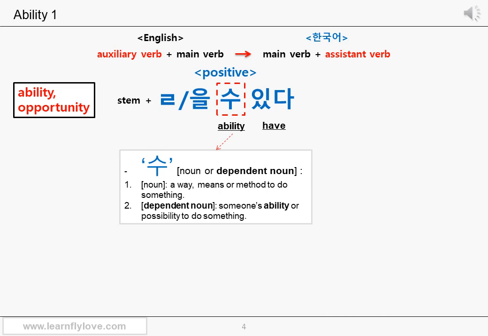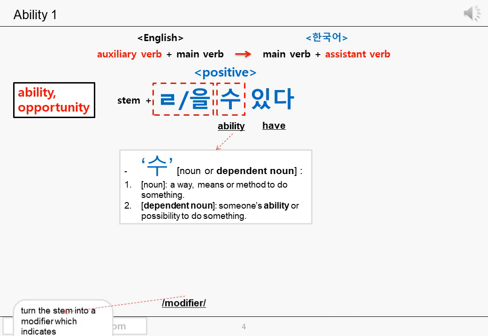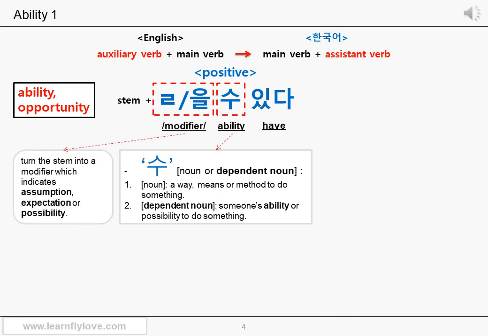Now you can already see why it can be used as the equivalent to the English modal can. How about the final l and 을 sound part? Where did you see this? Yes, when you learn about the future tense form of a predicate and predicate modifier. Yes, this final l and 을 sound turn the stem into a modifier form which indicates assumption, expectation, or possibility. That's why it's used for the future tense.